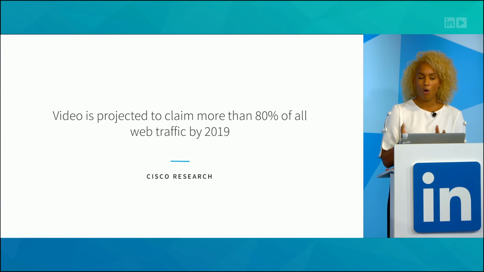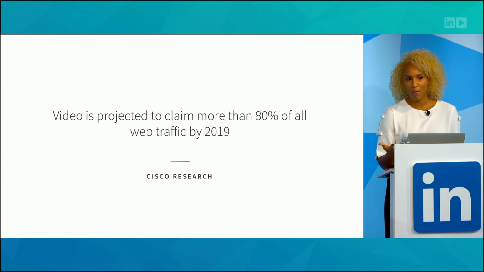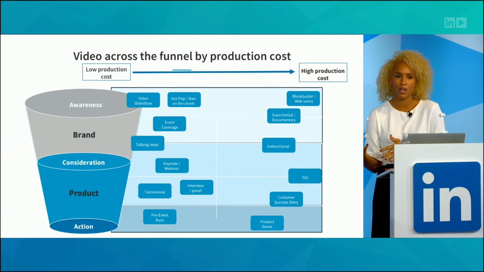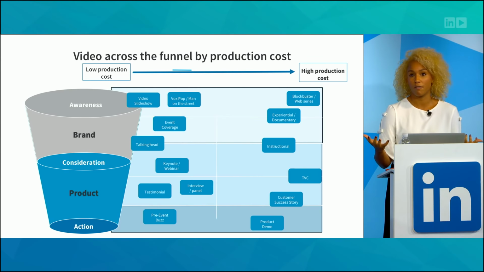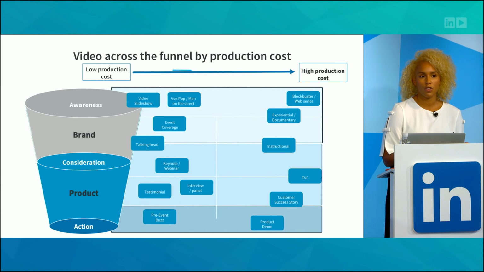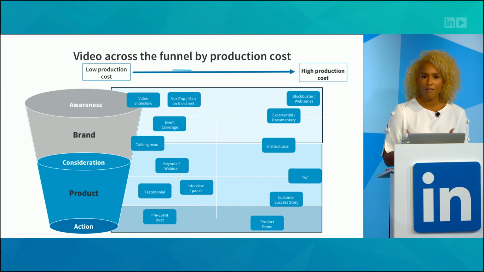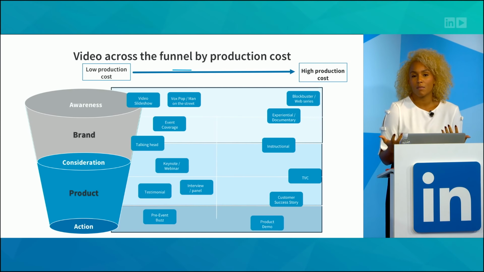So video is projected to claim more than 80% of all web traffic by 2019. As you can probably tell, that's right around the corner. So in terms of video across the funnel for production cost, we realize that a lot of you might not have a high production budget to make a huge blockbuster film. But there's a lot of low production cost video types that you can make that can help you with every stage of the funnel. On the low production side, we have video slideshows, events, pre-event buzz, et cetera. And getting some of your employees to engage would be a great way to keep production costs low.